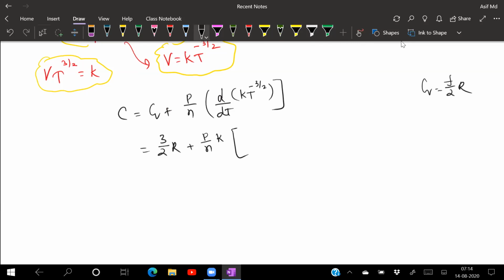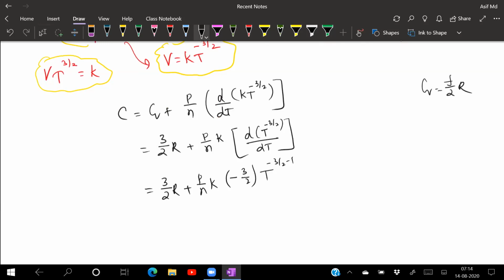Now in this one, I'm differentiating right now. This is d of T to the power of minus 3 by 2 divided by dt. Everything I got in terms of temperature, so I can differentiate this one. So this is 3 by 2 into R plus P by N into K into minus 3 by 2, and the differentiation of T to the power of minus 3 by 2 gives minus 1.